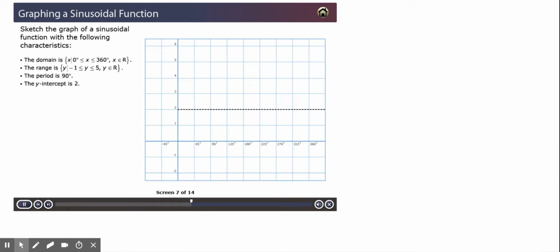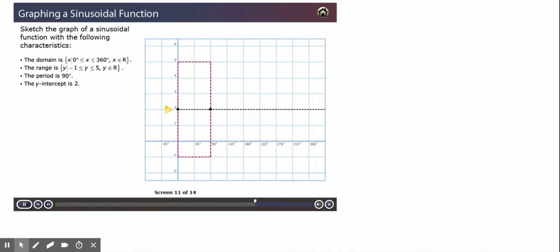You can now graph the midline with a dotted line. We know that the y-intercept is 2, which is on the midline. One complete cycle of the function happens in 90 degrees, so we know that (90 degrees, 2) is a point on the graph. We also know that 5 is the maximum and -1 is the minimum. Draw a box to show all this information.